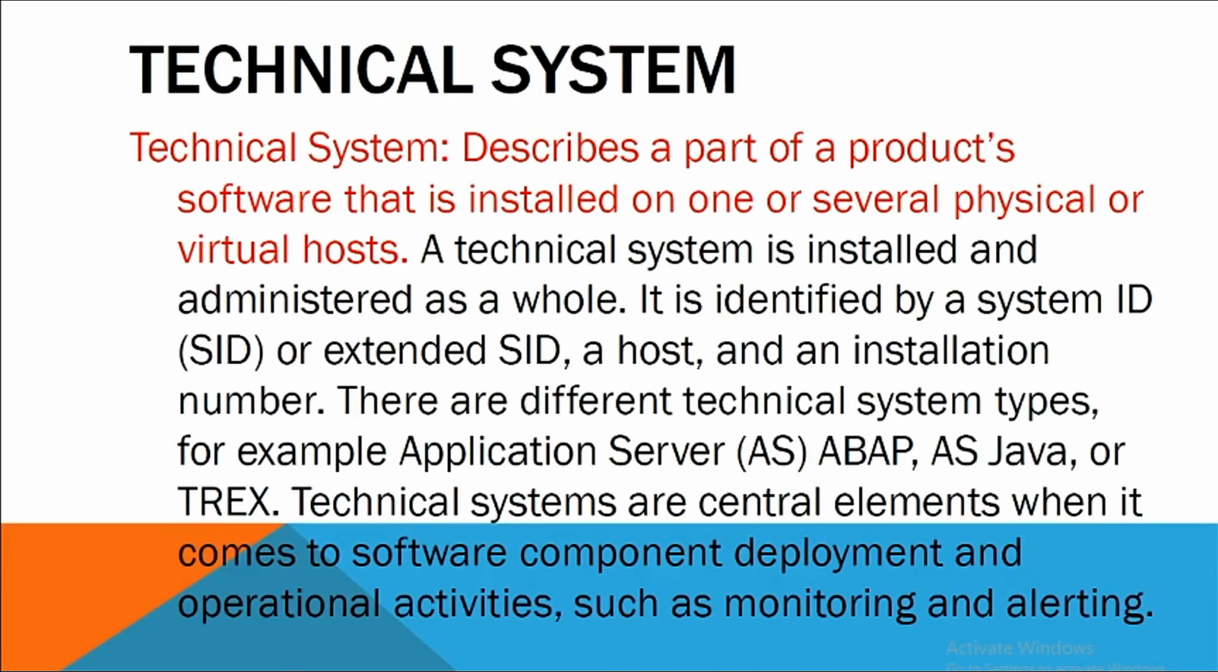Technical System. A technical system describes a part of a product's software that is installed on one or several physical or virtual hosts. A technical system is installed and administered as a whole. It is identified by a system ID, SID, or extended SID, a host, and an installation number. There are different technical system types, for example application server ABAP, application server Java, or TREX. Technical systems are central elements when it comes to software component deployment and operational activities, such as monitoring and alerting.